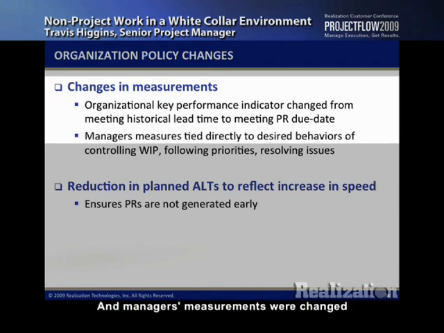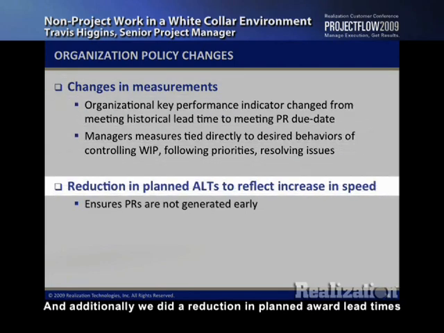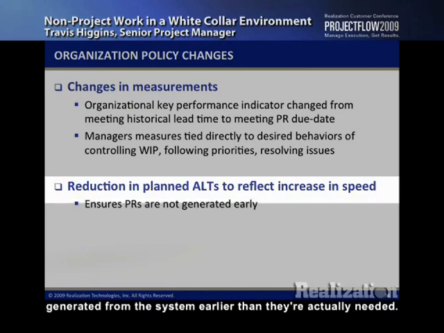And managers' measurements were changed to things that tie directly to their behavior of following the priority, controlling the WIP, and not letting things get stuck. So the measures were tied directly to the behavior that we were asking of them, not the outcomes. And additionally, we did a reduction in planned award lead times to reflect the increase in speed so that PRs are not getting generated from the system earlier than they're actually needed.